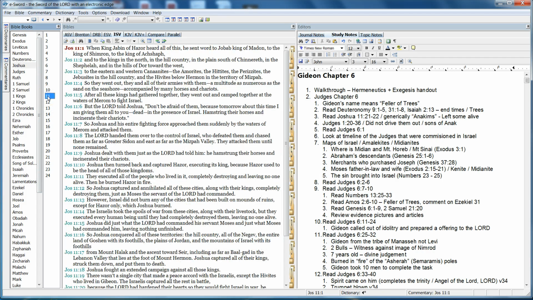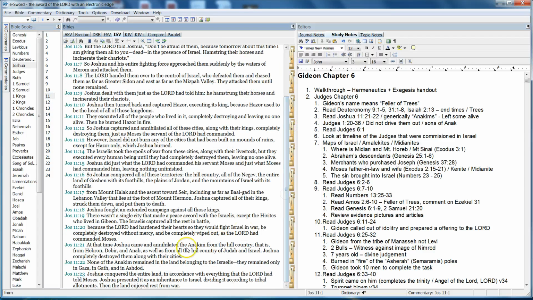Because they didn't follow Moses' advice, they didn't go drive out all these Anakim, Amorites. They didn't go clean out the land here, and we're just going to take a couple of quick peeks at that. So 11, coming down here to 21 and 22. "And at that time, Joshua came and annihilated the Anakim from the hill country, that is, from Hebron, Debir, Anab, as well as from all the hill country in Judah and Israel. Joshua completely destroyed them along with their cities.